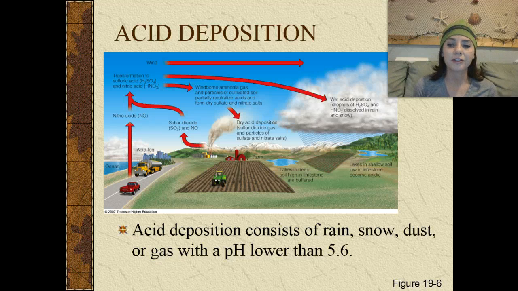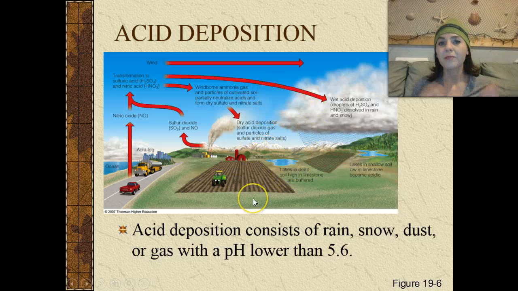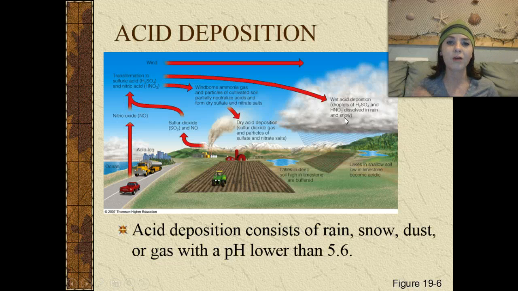So acid deposition consists of rain, snow, dust, or gas with a pH that's lower than 5.6. Deposition can be dry in the form of dust, or it can be wet in the form of rain or snow, and then that can go into lakes, which can eventually seep into the ground. It can kill off plants. It can seep into the groundwater supplies, so all kinds of problems are associated with acid deposition.